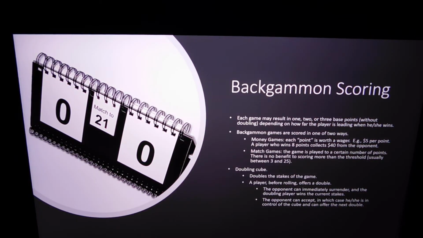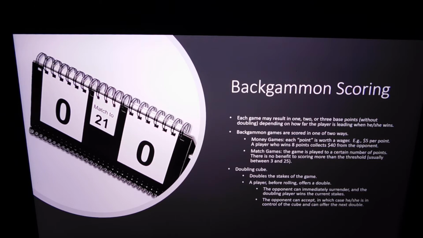So how do we score a backgammon game? First of all, each game without the doubling cube can result in 1, 2, or 3 points. There are certain conditions called gammons and backgammons that score 2 and 3 points. Basically how far ahead you were when you won. And then the doubling cube doubles all those scores, right? If your doubling cube says 4 and you win a gammon, which is normally 2 points, that game is worth 8 points to the winner.